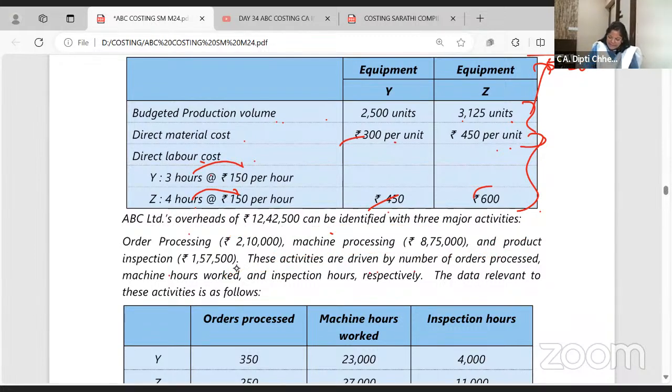Can you pick up your calculator and do the total of overhead? 210, 875, 157,500. 12,42,500. Are you getting it? There they said traditionally, 12,45,000 divided by hours and finish. Here, no. Here the hours are different. Their machine hours are different. Their number of orders are different.